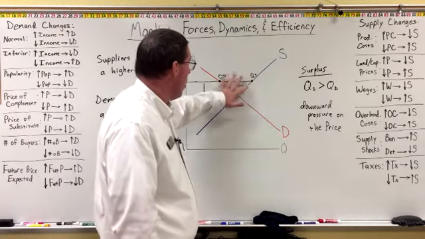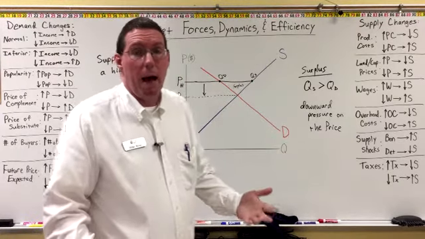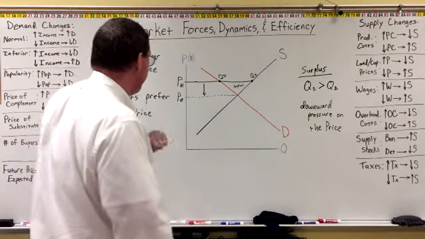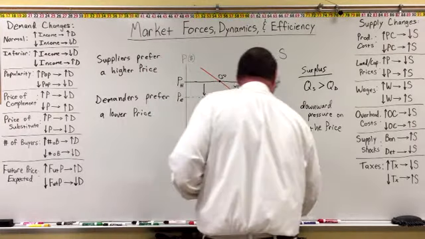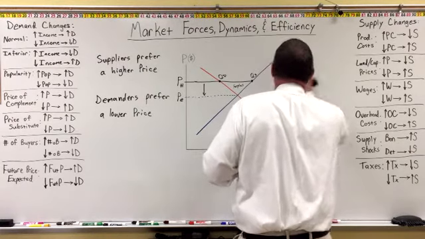So having all this extra stuff that they're willing to produce, but demanders are not willing to buy, that is an inefficiency in the market. Okay? So now let's look at the other situation. Let's say that we have the situation where the price is too low.